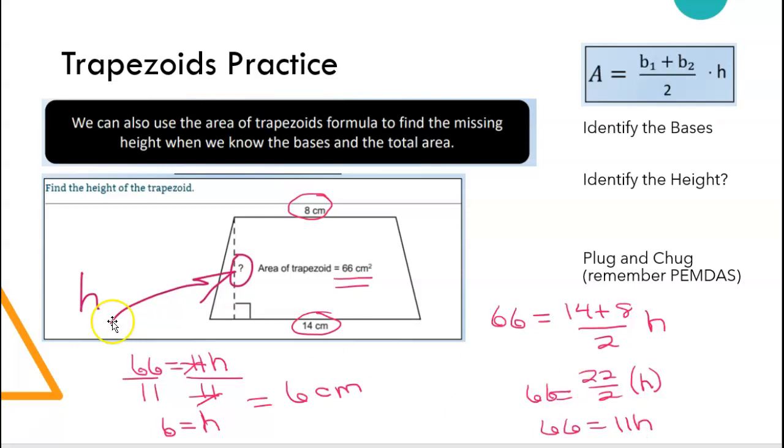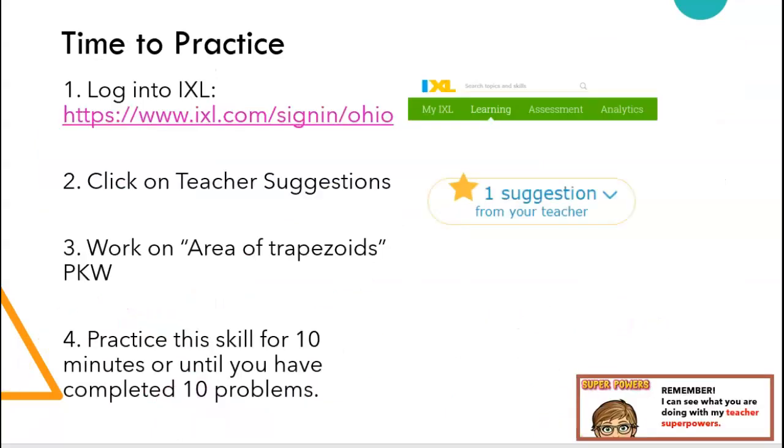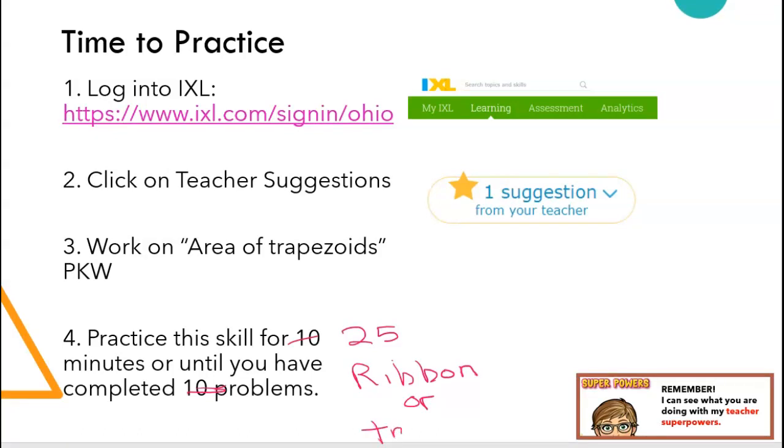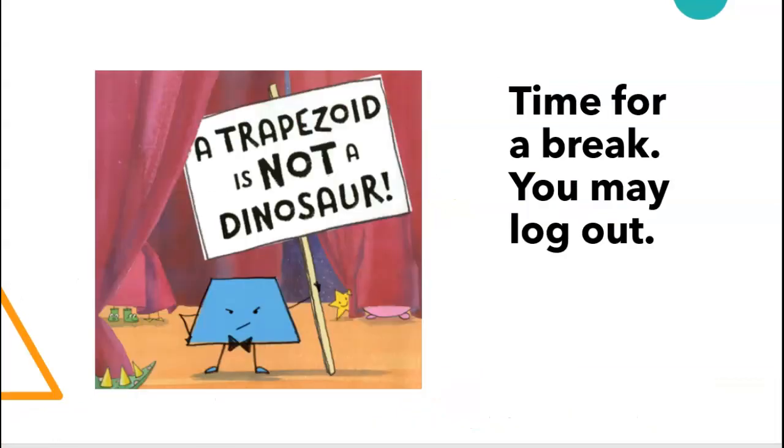Okay? So today you have an IXL program, IXL teacher suggestion, the area of trapezoids. So spend your whole 25 minutes on this. See if you can get a ribbon or a trophy. Okay, use scrap paper, use your calculator, and spend time practicing this, because you know what? This is fun stuff. All right?